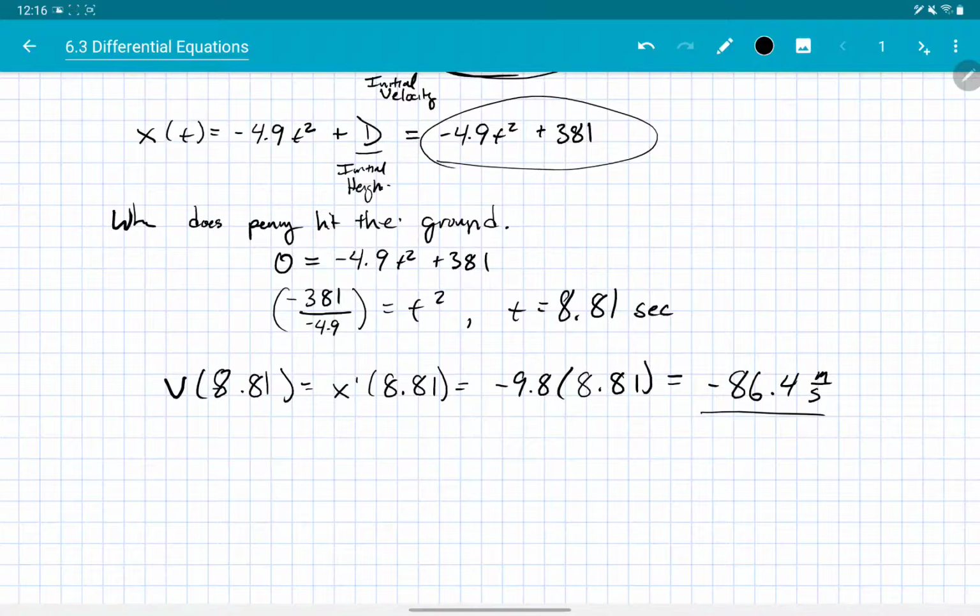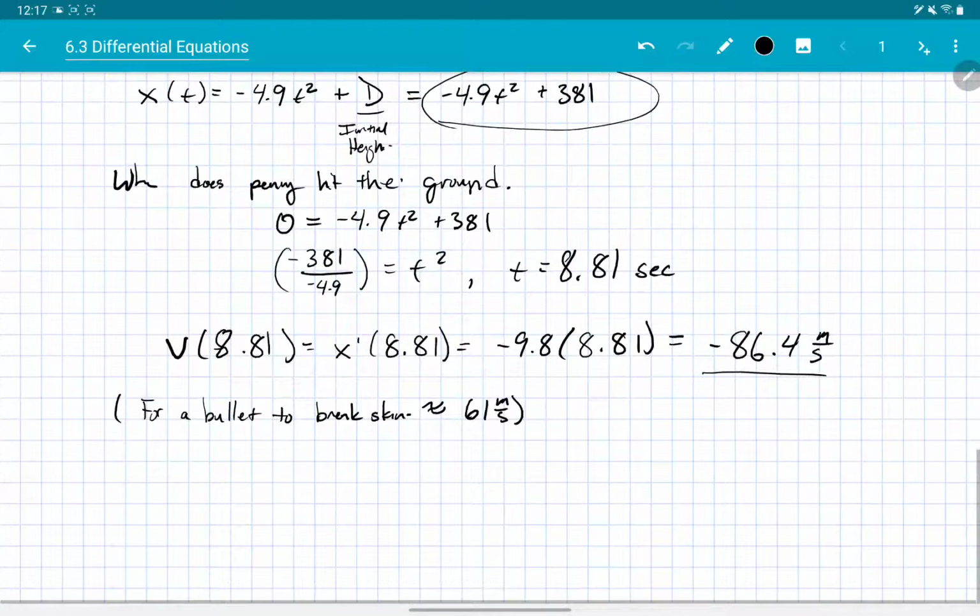The question is, would that hurt somebody? Well, I looked up that for a bullet to break skin, it needs to go around 61 meters per second. So this is moving faster than what a bullet would need to move to break skin. However, a bullet is a good deal heavier than a penny, and so the penny has a lot less momentum. So I'm guessing this penny might not even break skin.